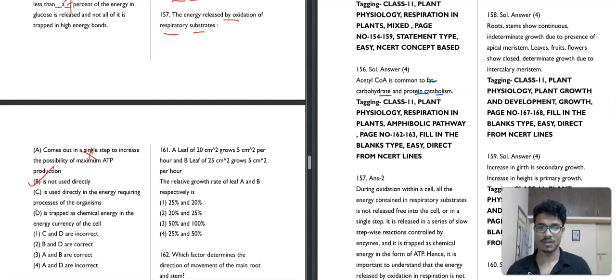The energy released by oxidation of respiratory substances is not used directly. Then, is used directly in the energy requiring processes of organism. It is also not correct. It doesn't use directly, as we are saying. It is trapped as chemical energy in the energy currency of the cell. It is trapped as chemical energy in the ATP. So it is correct. So B and D are correct. Second is our correct option.